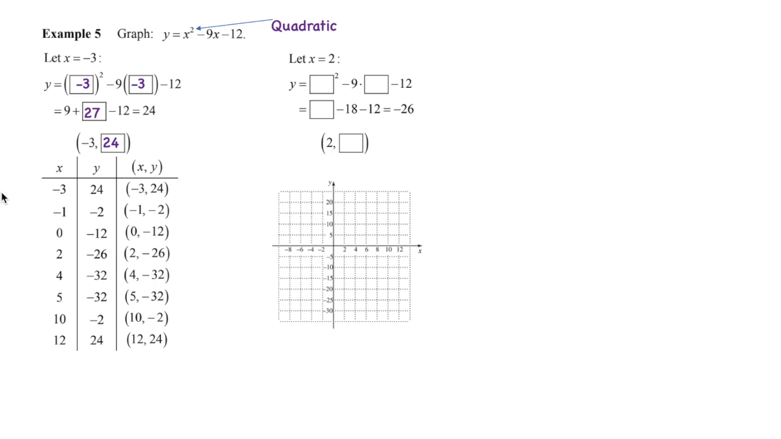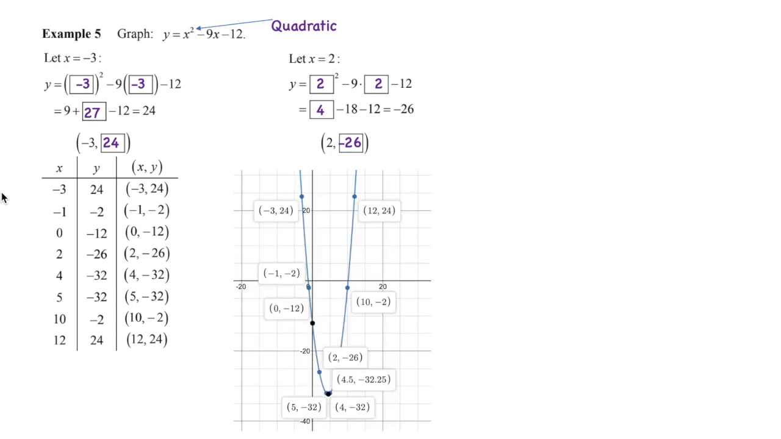Let's also do the same for a positive value. How will that affect our equation? So wherever we see x, we're going to substitute in 2. 2 squared minus 9 times 2 minus 12. 2 squared is 4 minus 18 minus 12 is negative 26. So 2, negative 26 is our point. And I went ahead and used Desmos to plot our points. And notice that when we graph this, our points match up with what our table says.